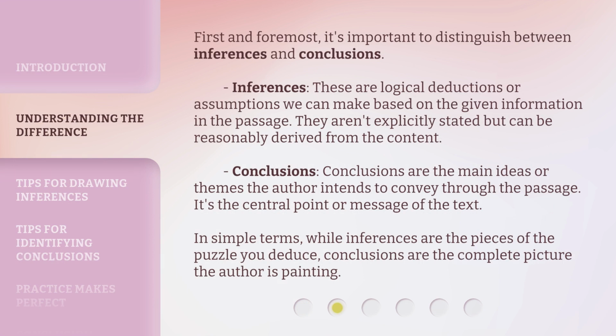First and foremost, it's important to distinguish between inferences and conclusions. Inferences. These are logical deductions or assumptions we can make based on the given information in the passage. They aren't explicitly stated but can be reasonably derived from the content. Conclusions. Conclusions are the main ideas or themes the author intends to convey through the passage. It's the central point or message of the text. In simple terms, while inferences are the pieces of the puzzle you deduce, conclusions are the complete picture the author is painting.